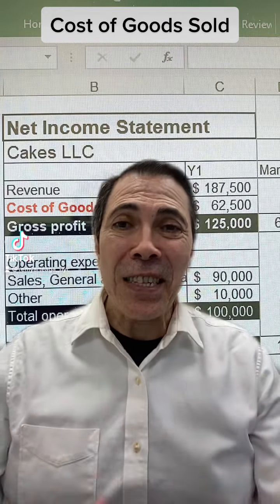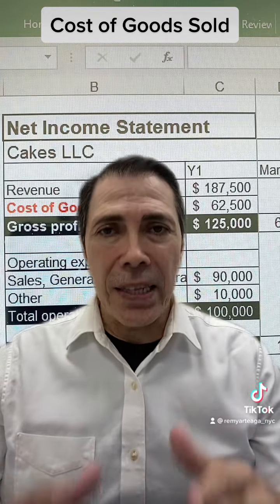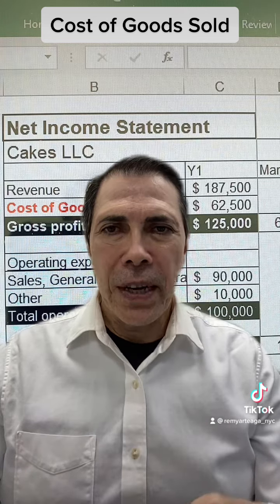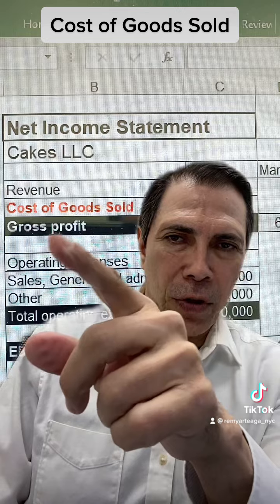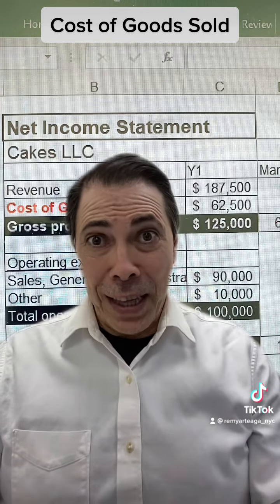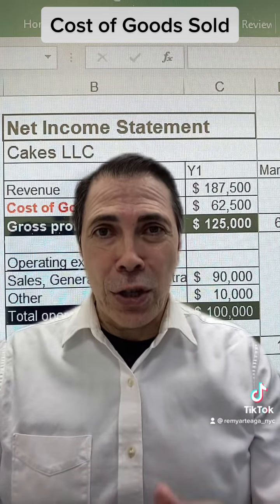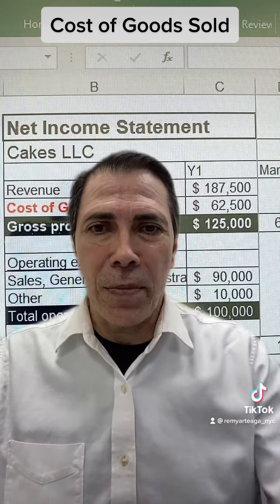Hey there. Last time I talked about the net income statement as it relates to startups, and I pointed out that revenue minus the cost of goods sold is equal to the gross profit. So today what I want to do is cover the cost of goods sold as it relates to startups.